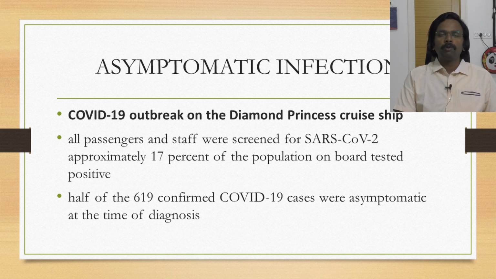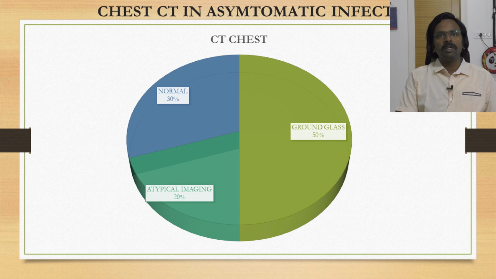And we all know the outbreak of COVID-19 on the Diamond Princess cruise ship, where all 3,600 passengers and staff were screened. Among those 3,600 passengers, we found out that 619 patients were positive for COVID-19, and this denotes the rampant spread. And then among those 619 patients who were positive for COVID-19, only half of them are symptomatic and half of them are asymptomatic. Here comes the problem.